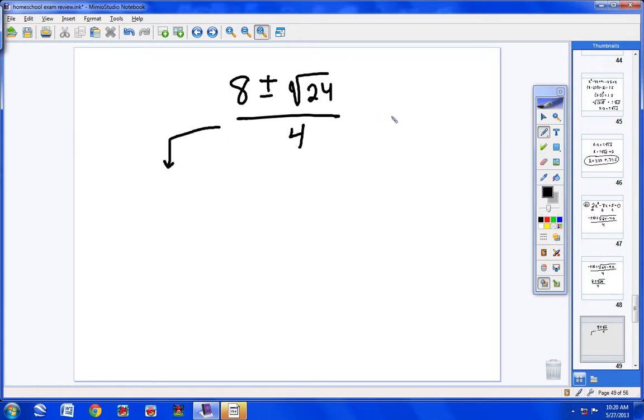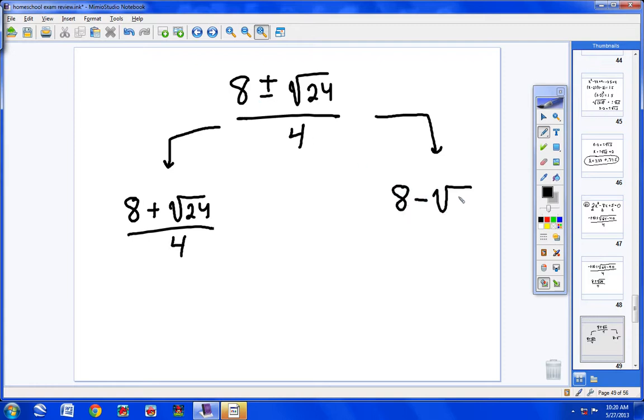Now, see if this makes sense, guys. Watch this. See the plus sign right here? I'm going to write 8 plus square root of 24 all over 4. And then see the minus sign right here? I'm going to write 8 minus square root of 24 all over 4. Does everybody see how I did that? There's a plus minus right here. So I wrote it once with the plus sign and once with the minus sign.